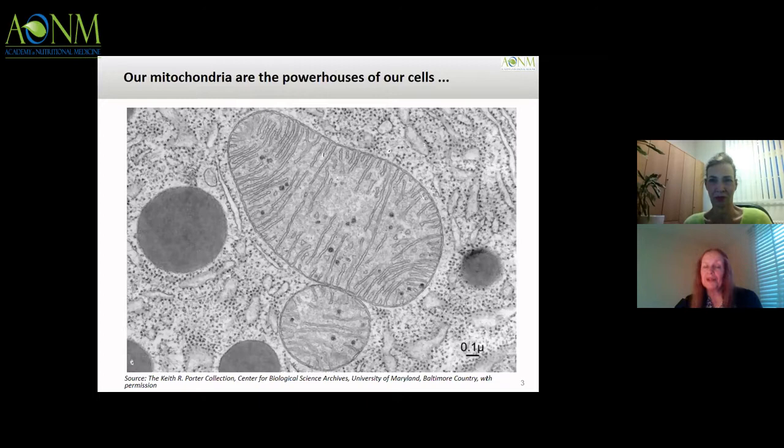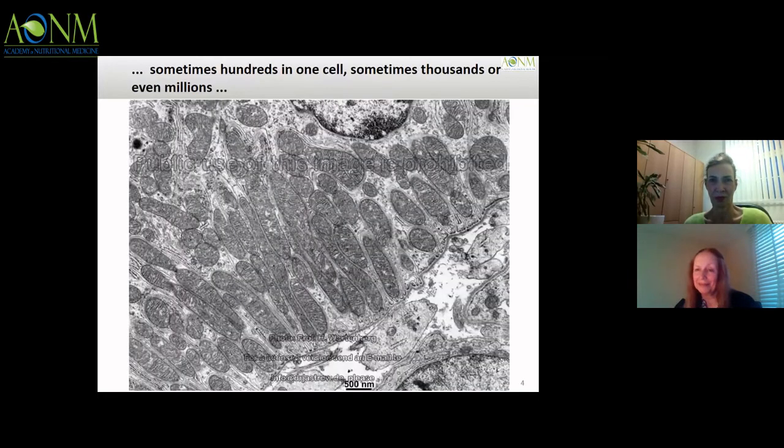So our mitochondria, as I'm sure you know, are the powerhouses of our cells. They have a bacterial origin. And next, please. It's stunning how many there are in our cells, sometimes 100, sometimes thousands, or even millions in the substantia nigra of the brain where our dopamine is produced. There are actually, or should be, around 2 million per neuron. Next, please.